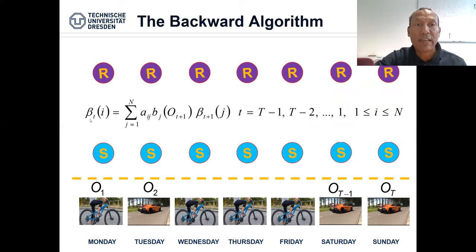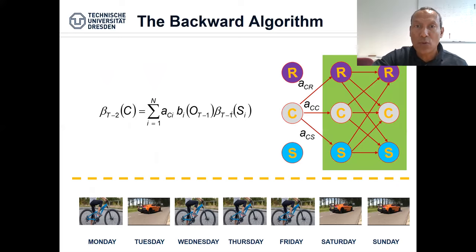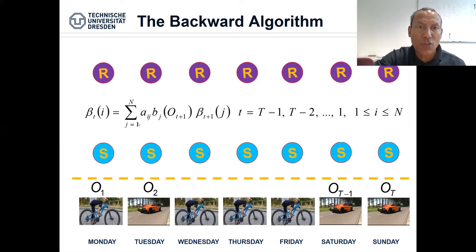And as I just mentioned, the beta for t can take into account the beta for t plus 1 and the observation for t plus 1 and the transition from i to all the j's. That means we have to consider the transition from C to R, C to C, and C to S. And that's what I mean by we have to consider from i to j for j running from 1 up to N. This is the backward algorithm. The reason will be clear soon.